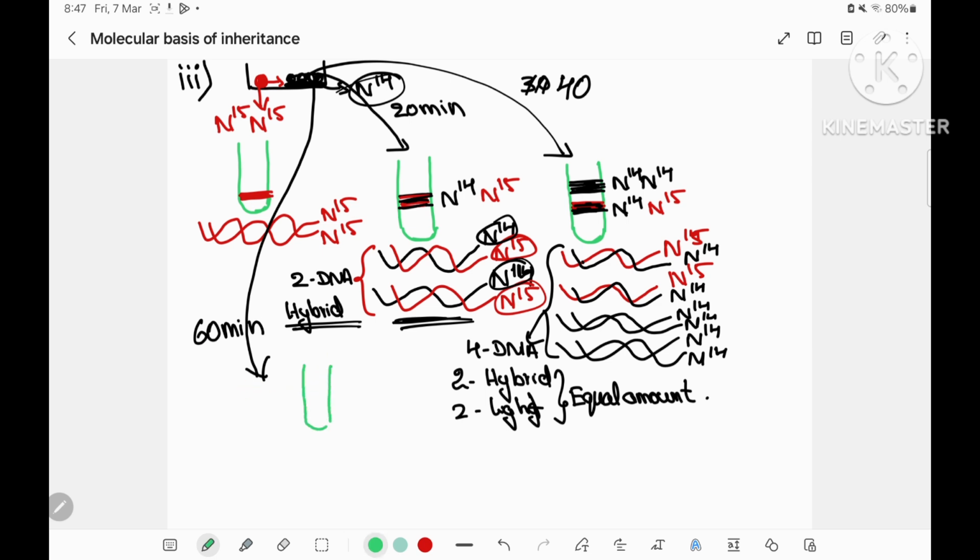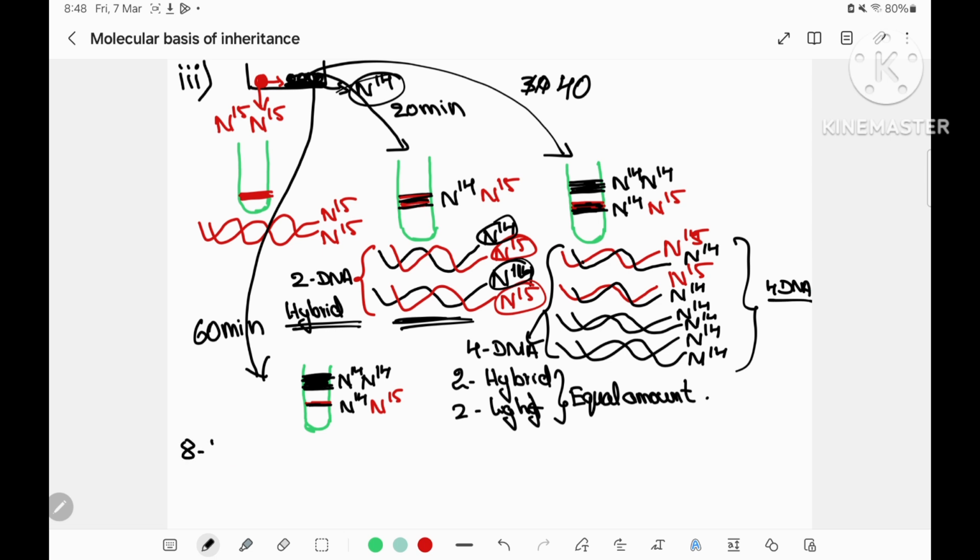After 60 minutes, if the cells are isolated with the DNA and the DNA is subjected to density gradient centrifugation, now there was formation of a larger band above, that is the lighter band. The lighter band was having more DNA, whereas the middle, that is the hybrid band, is having only a little amount of DNA.